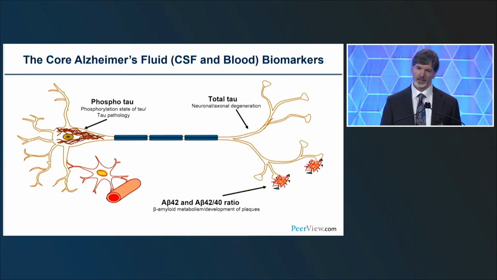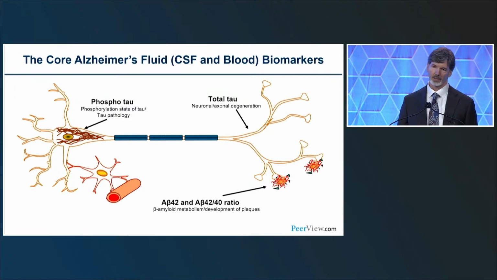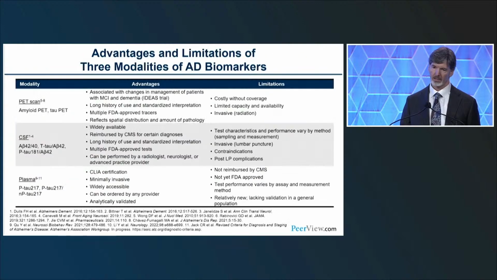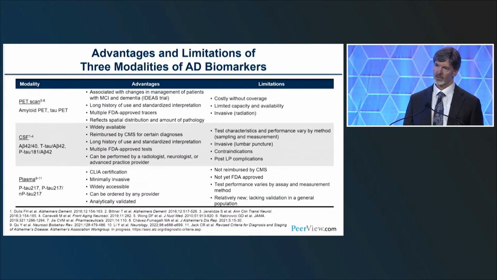So fluid biomarkers look for separate things for different applications. We have phospho-tau that we look at. We have total tau, A-beta, as well as ratios of those things, A-beta 42 or A-beta 40 as one of the ratios. And there's advantages and limitations to each of these modalities, and using all of them may be something we do, maybe something we don't do.